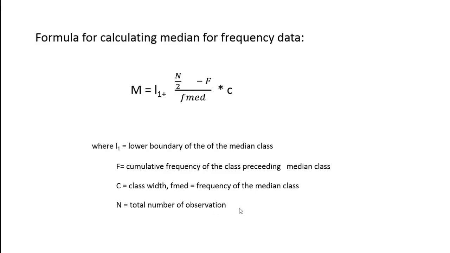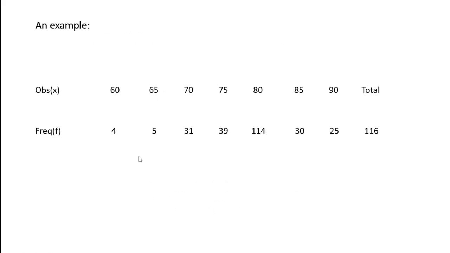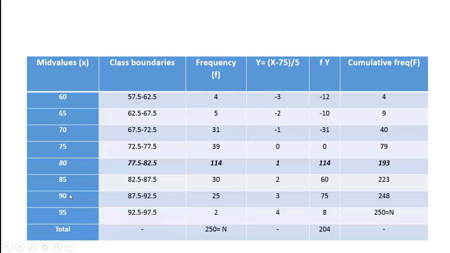We'll show the necessary procedure for calculation of the median in case of a group frequency data with reference to a data set. Say we have observations like this with corresponding frequencies. So in that case, you first need to construct a table like this. Here we have mid values. We need to construct the class boundaries, then put frequencies. Now observe one thing. Here mid value is written as 60, but the class boundaries become 57.5 to 62.5.